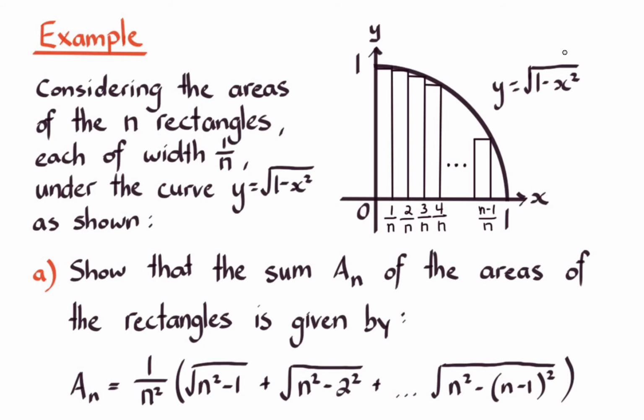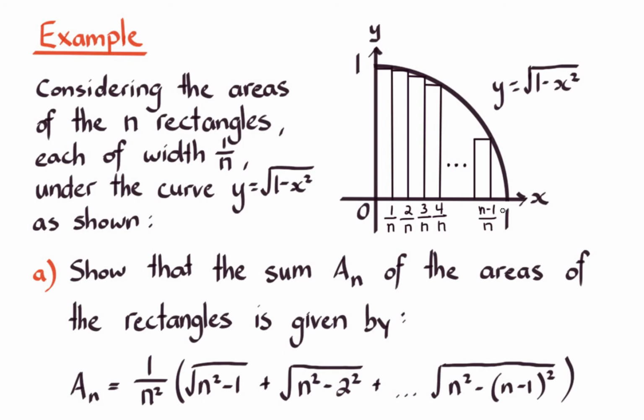So this function, square root of 1 minus x squared, this is a circle function, right? It's the positive half of a circle, radius 1. So it's a semicircle, but we are just focusing on this quadrant. So we're only going from 0 to 1 here.